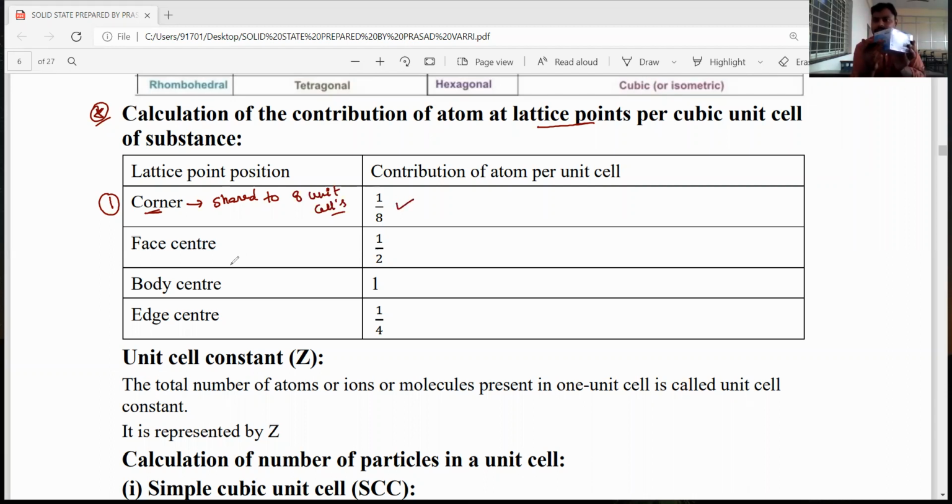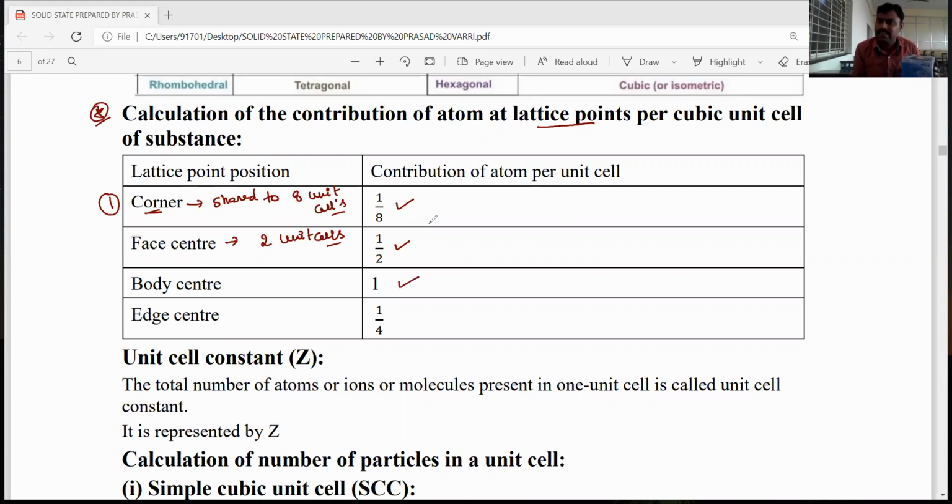Now the face center: if the atom is present at a face center, this face is shared, since one face center of one unit cell is merged with another unit cell. So the face center is shared by 2 unit cells, dear students. That's why how much part of that atom belongs to one unit cell? It is 1/2 part or half. And if the atom is present at the body center, with how many unit cells is it shared? Exactly 100% belongs to that one unit cell only. That's why its contribution is equal to 1, dear students.